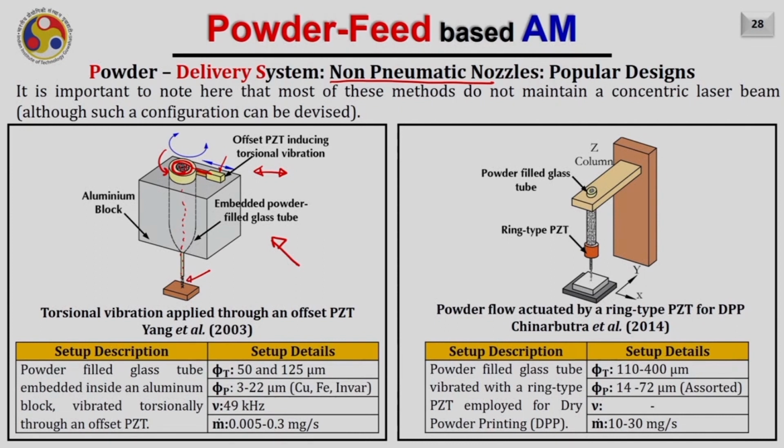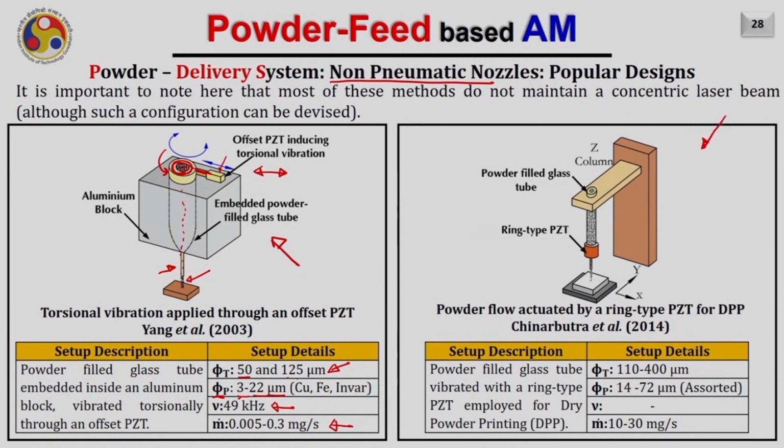This particular setup usually has tube diameters of 50 and 125 micron that they have tested. It's a very tiny tube, and the diameter of the powder particles in that case varies from 3 to 22 micron, of copper, iron and invar. The frequency they typically use in their system is up to 49 kilohertz. As a result, the mass flow rate of the powder coming out of this nozzle varies from 0.005 to 0.3 milligram per second.